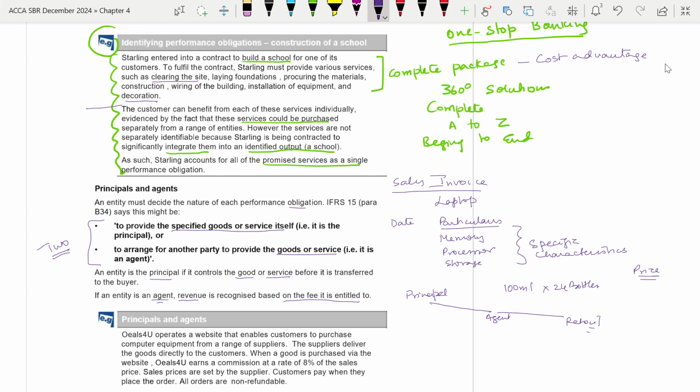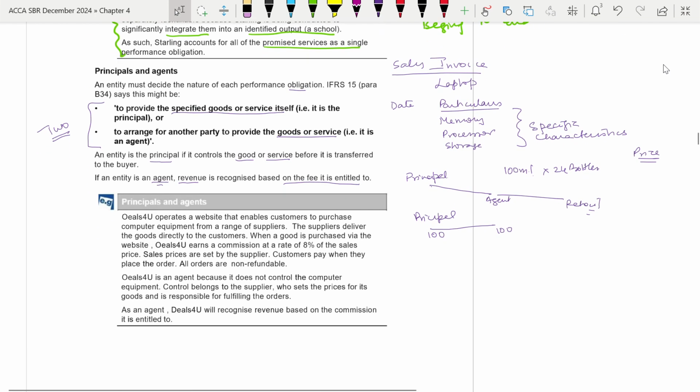Listen carefully. You are buying from the principal. The product is 100. They will sell it for 100. Now you are buying from an agent. The principal sells it for 100. The agent will buy for 100, but the agent will add his own commission. Assume he is adding 10%, like 10, and he will sell the product for 110.